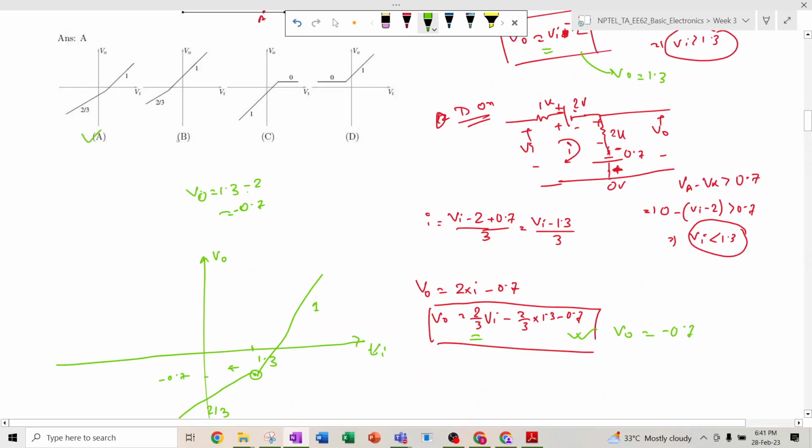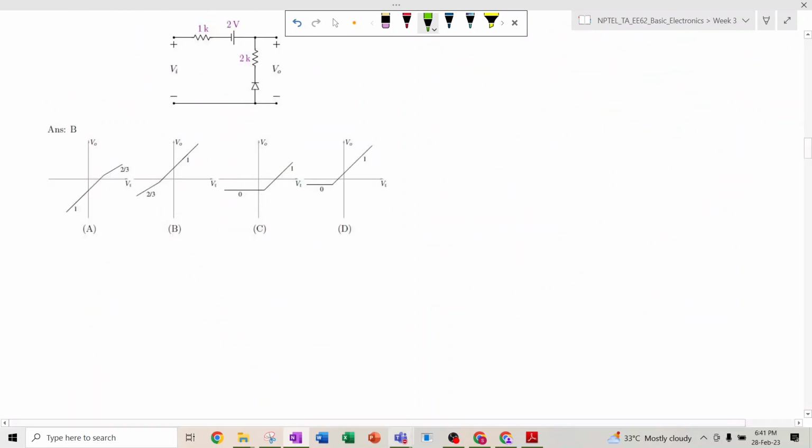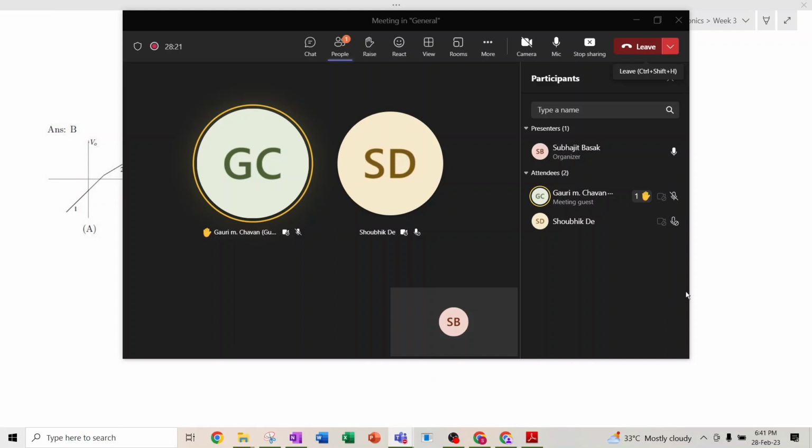Answer B will not be the answer, because here the transition voltage is like minus 1.3, but it is coming as 1.3, right? So you can eliminate one of the answers by seeing this equation. Okay, yeah. Do you have any doubt?